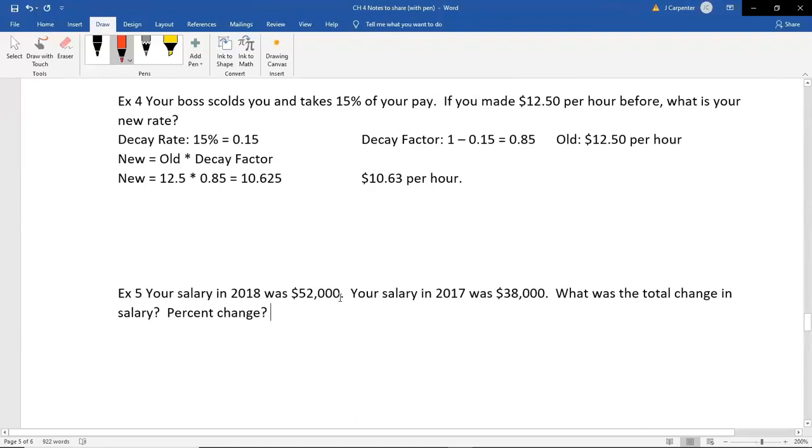Your salary in 2018, 52 grand. Your salary in 2017, 38 grand. Man, that's significant. That to me sounds like someone got a new job. I don't think anyone's getting a pay raise like that typically. Again, typically, especially if you're in a certain profession.